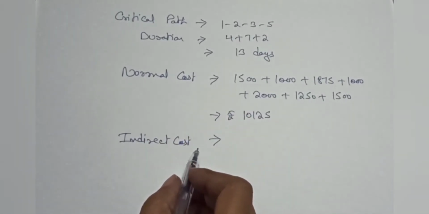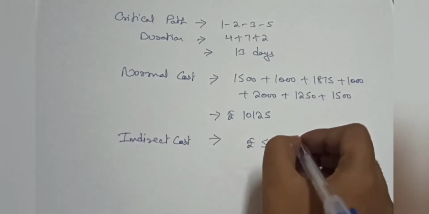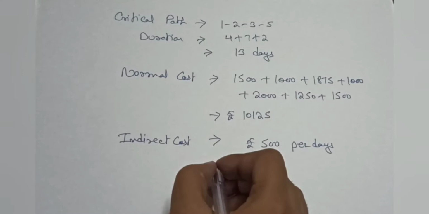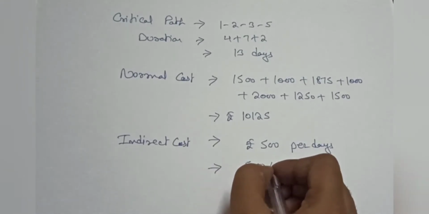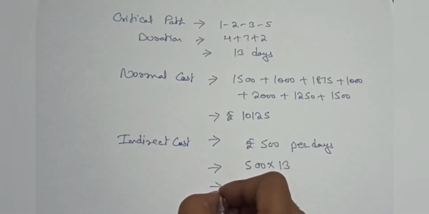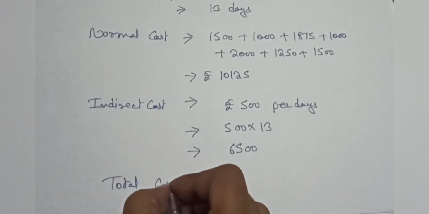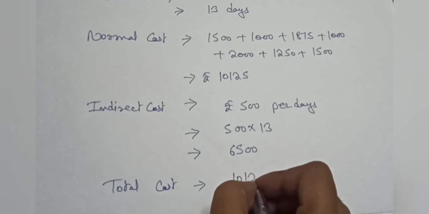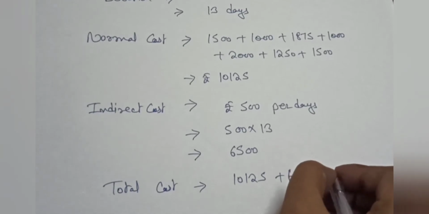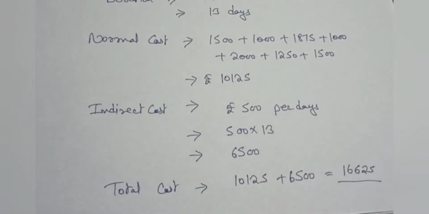Now we will calculate our indirect cost. As you can see in the problem, we have indirect cost per day is rupees 500. And our critical path is 13 days. So our indirect cost is 500 into 13, so 6500. We can say our total cost is normal cost plus indirect cost. So its total is 16,625. So this is our total cost.